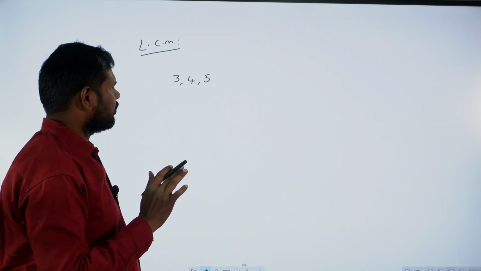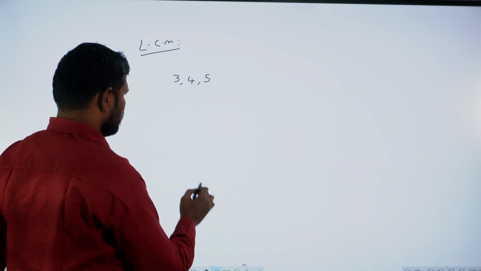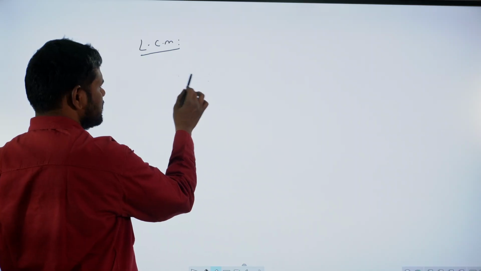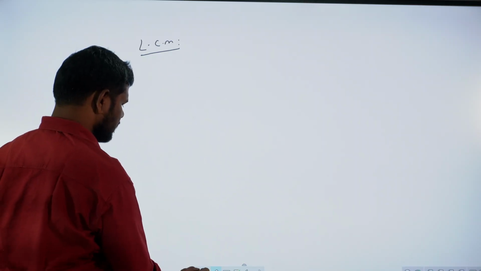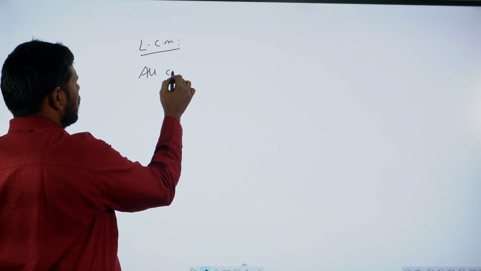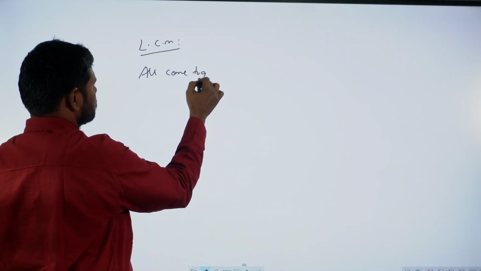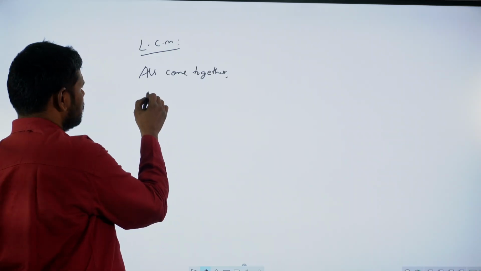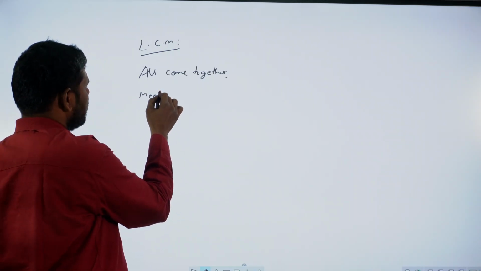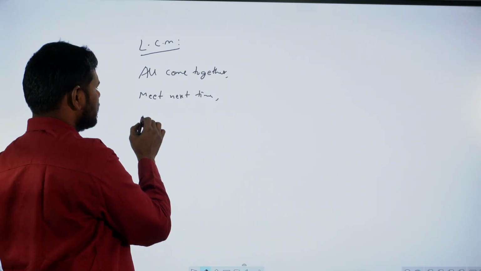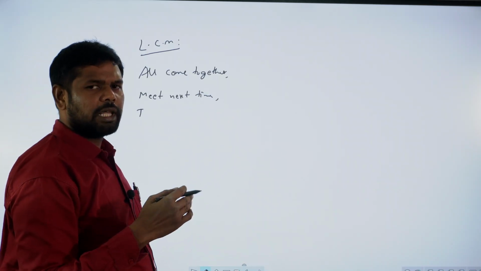So questions like that. Here, nothing but the LCM of 3, 4, 5 is 60. After 60 days they meet again, all come together and meet next time. Some members are there, different time periods are there, and after how much time they meet again.